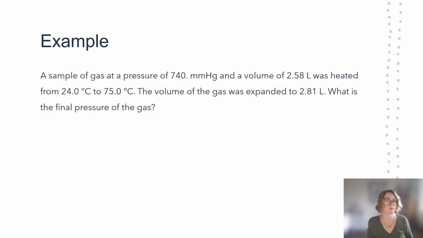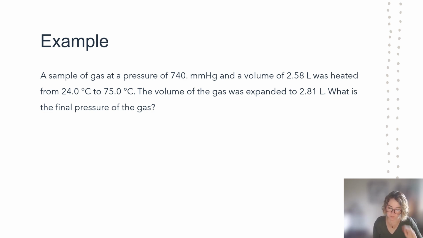All right, so we are going to do an example involving the combined gas law. Let's go ahead and read through this problem. I'm going to point out how I know it's a combined gas law, and then I'll show you how to go about rearranging the equation to solve for the variable you want. So this says a sample of a gas at a pressure of 740 millimeters of mercury has a volume of 2.58 liters and was heated from 24 degrees Celsius to 75 degrees Celsius. The volume of the gas was expanded to 2.81 liters. What is the final pressure of the gas?